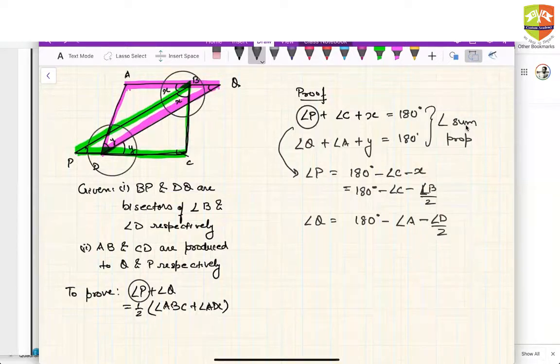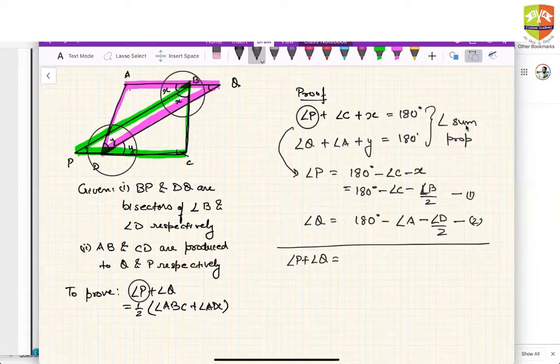Now I am naming this as 1 and this as 2, and adding 1 and 2. Can you not see that I get the LHS? LHS is sorted. I just need to arrive at the given RHS. So let's see, if you add, what will you get?